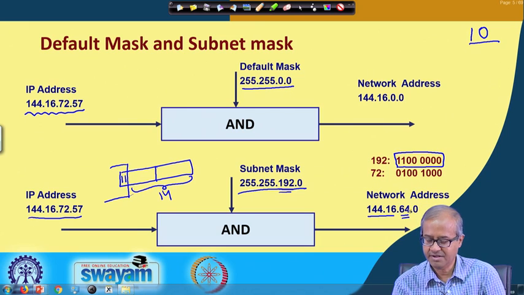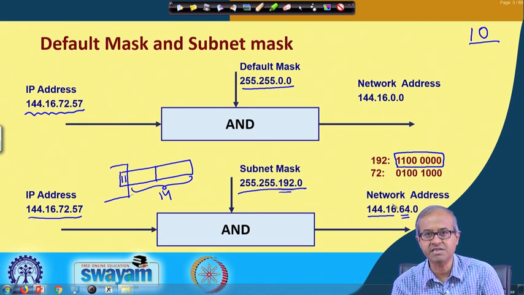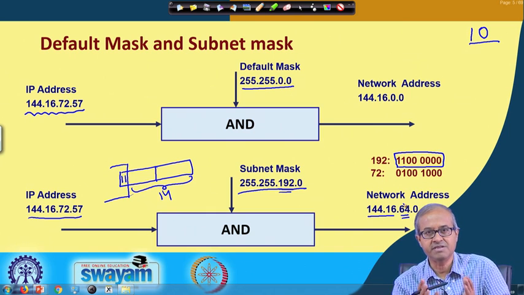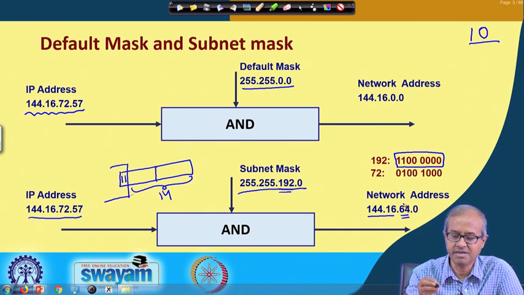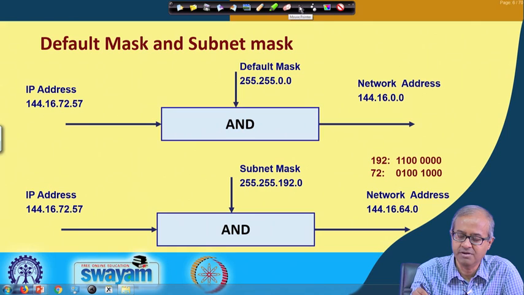Network address including the subnetwork. So, 144.16 is the class B network and 64 is the subnetwork number within that class B network. This is how you can extract the subnetwork number from a network.